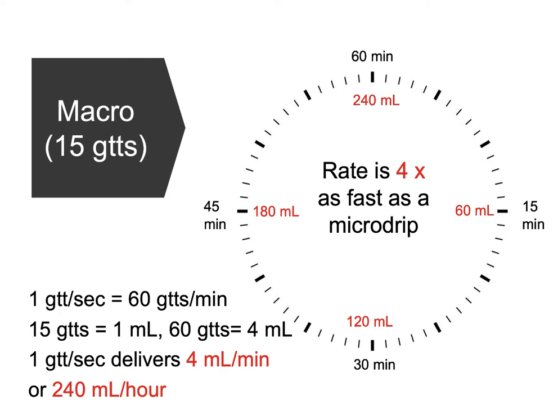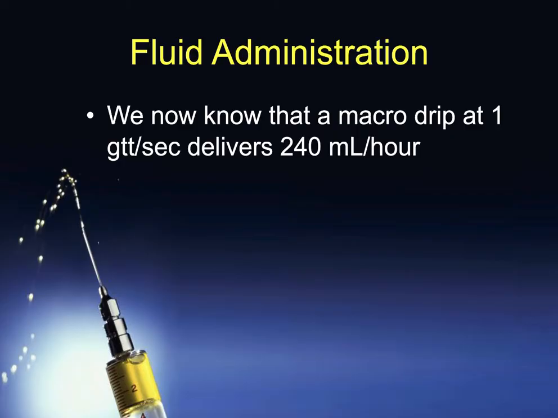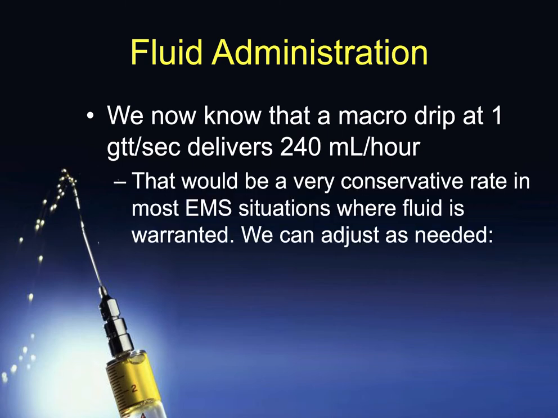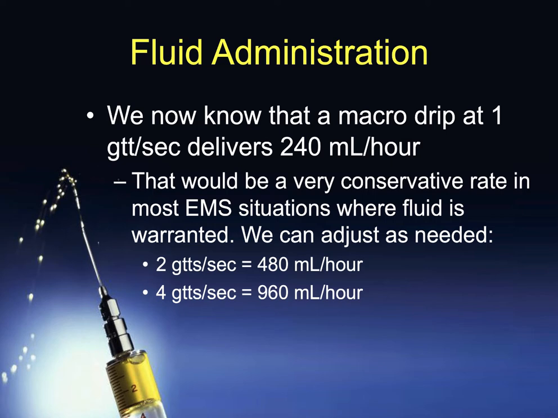You can also see why a macro drip is going to be much more suitable to delivering significant amounts of fluid. So we know a macro drip at 1 drop per second delivers 240 milliliters per hour. That would be a very conservative rate in most EMS situations. Fluid bolus or fluid administration situations in an EMS emergency, we typically want to give fluid much quicker than that. If you wanted to double that, you're giving 2 drops per second. That's going to equal 480 milliliters per hour, or 240 if that was your goal, would go on in 30 minutes. You double it again, it's up to almost 1 liter per hour.